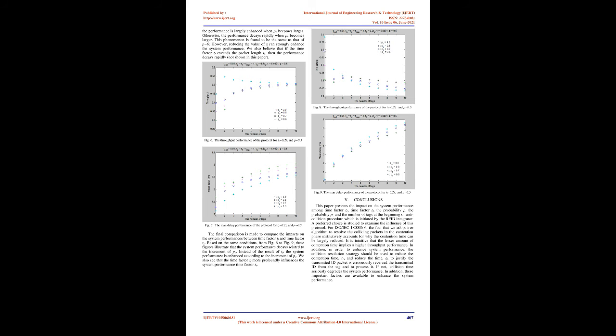Fig 3. The mean delay performance of the protocol for various PC for P equals 0.3. Fig 4. The throughput performance of the protocol for various PC for P equals 0.5. Fig 2. The throughput performance of the protocol for various PC for P equals 0.3. Fig 5.